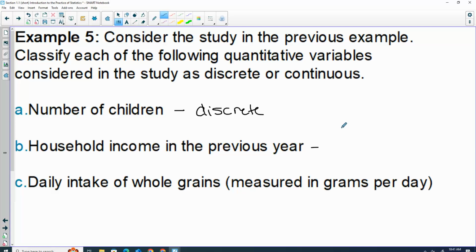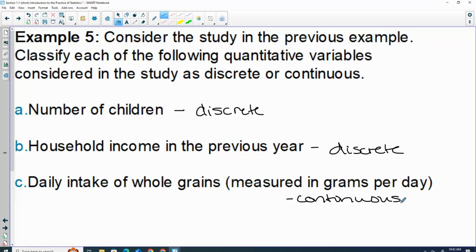Okay, household income the previous year. Discrete. It has decimals, but if we're talking about dollars, or anything with money, we always round it to 2 decimal places, right? So it's not an infinite number of decimal places, so that would still be a discrete number. The daily intake of whole grains measured in grams per day. Because you could measure that to the nearest whole gram, or tenth of a gram, or hundredth of a gram, or thousandth. We could have an infinite number of ways to say it.